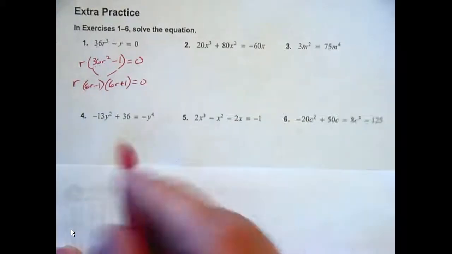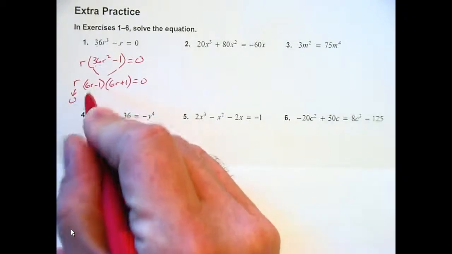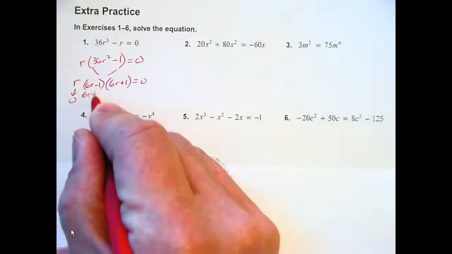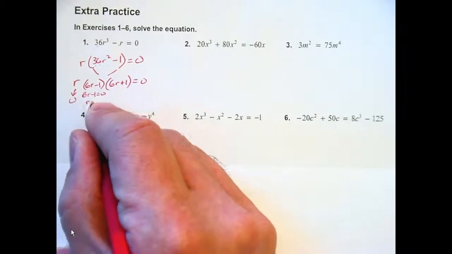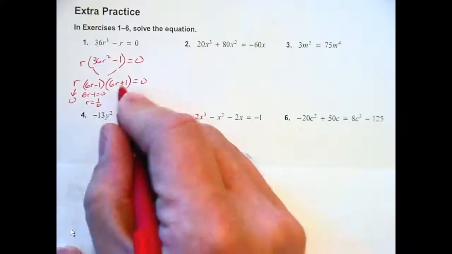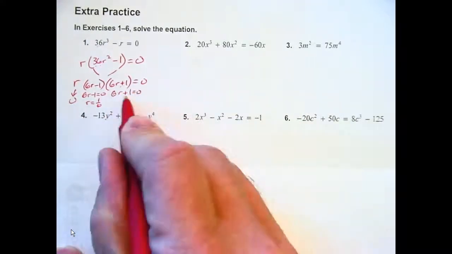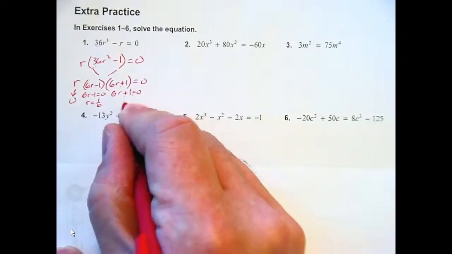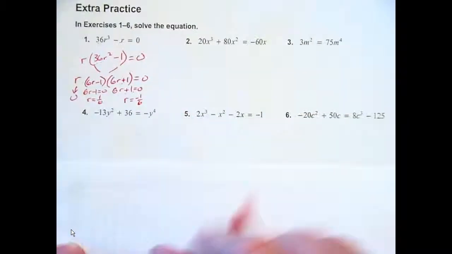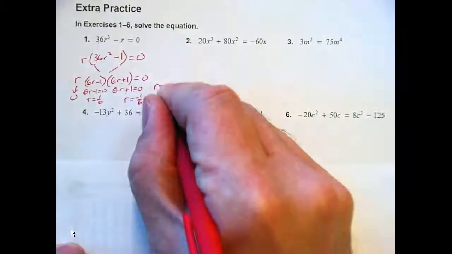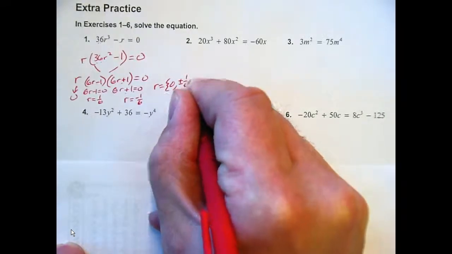And so if we solve, here, r equals 0. Here, we're saying 6r minus 1 equals 0, so that means r equals, we add 1 and divide by 6, so r equals 1/6. And here, 6r plus 1 equals 0. So we subtract 1 and divide by 6, so r equals negative 1/6. Okay. So we get r equals the set 0 and plus minus 1/6.